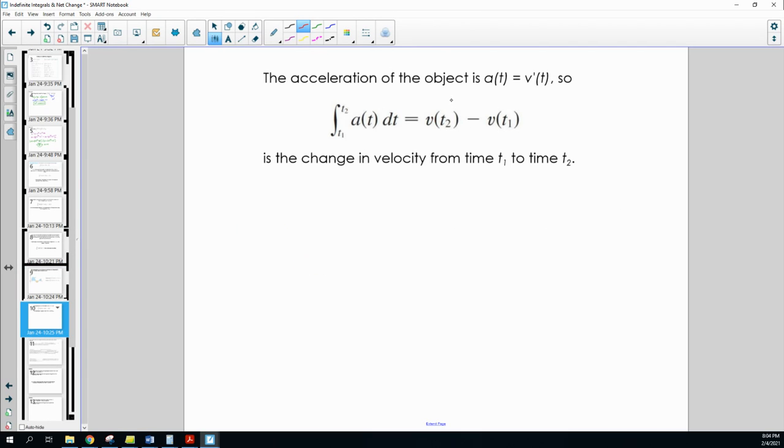And then same thing kind of goes for acceleration. So acceleration is the derivative of velocity. So if I take the integral of the acceleration between t1 and t2, then I get the change in velocity.